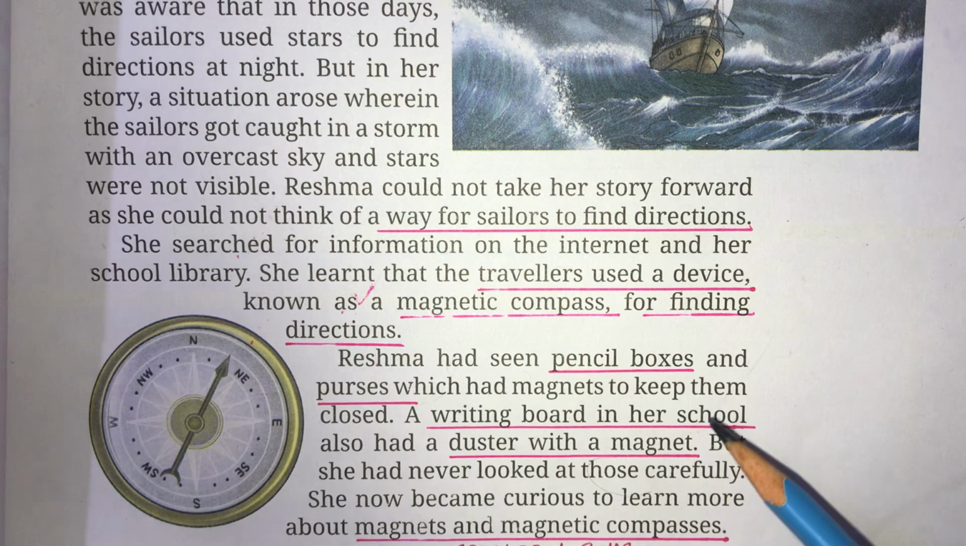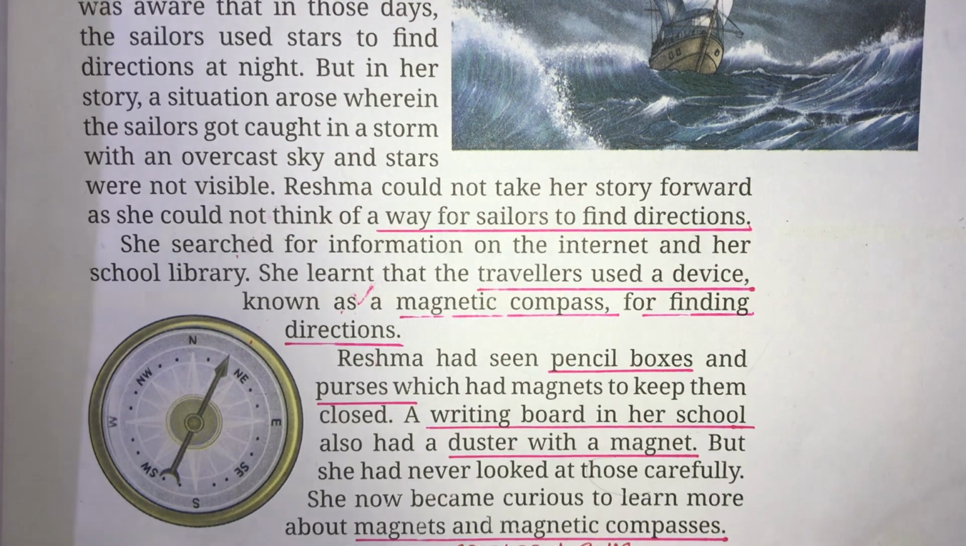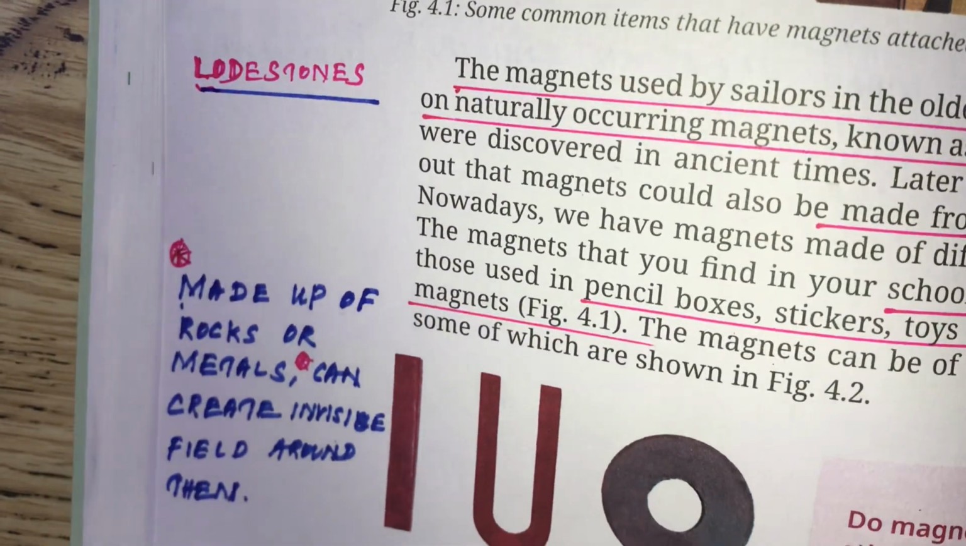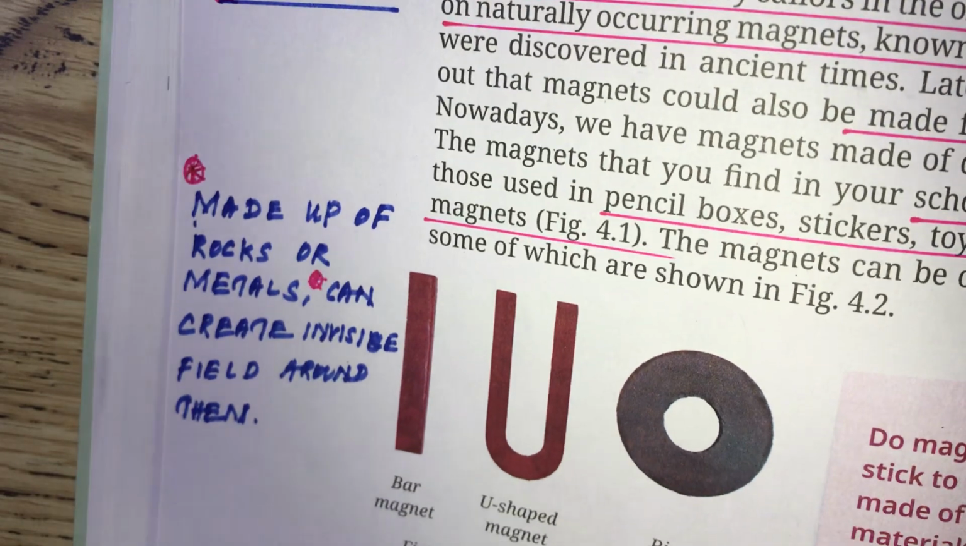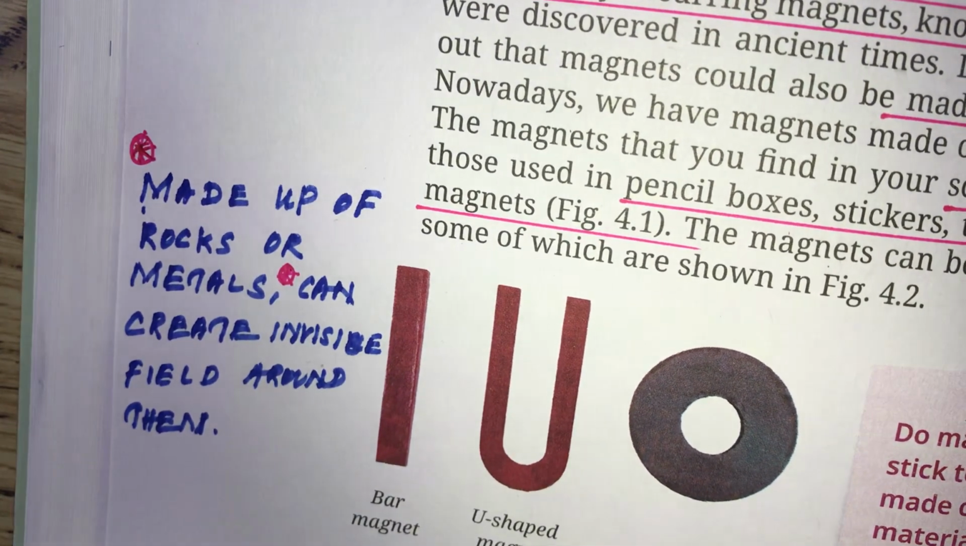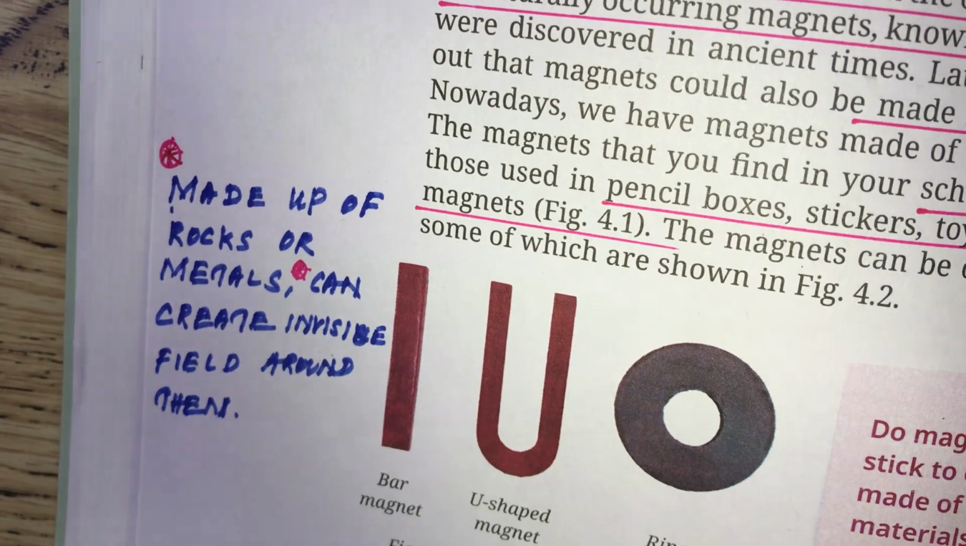There are certain objects we use in day-to-day life, like pencil boxes, purses, and the magnetic attraction between the duster and the board. These come under the concept of magnets. What are magnets? Magnets are made up of rocks or metals and can create an invisible field around them.